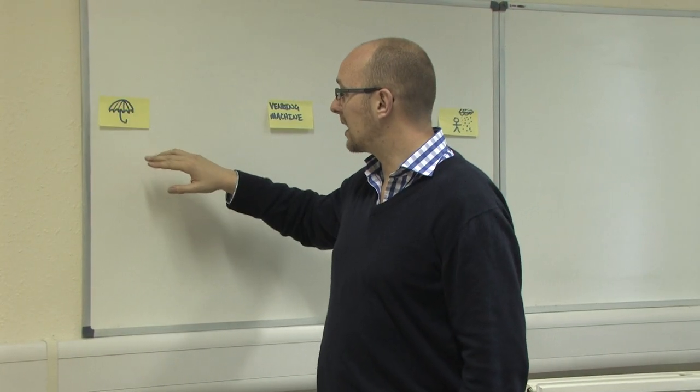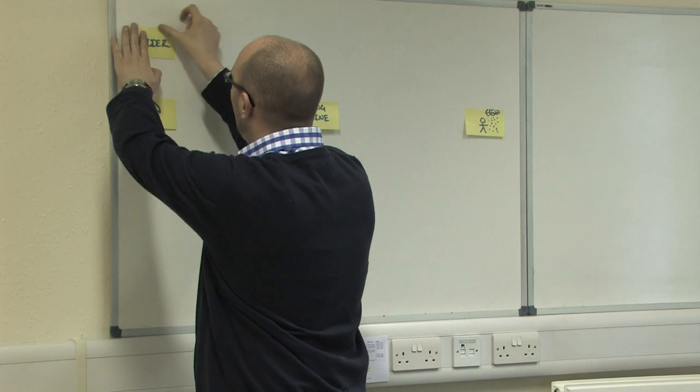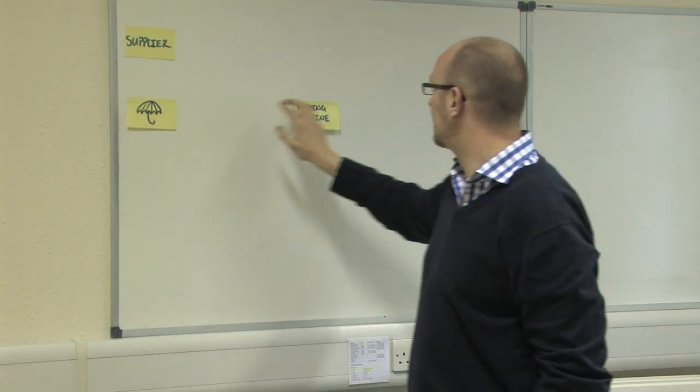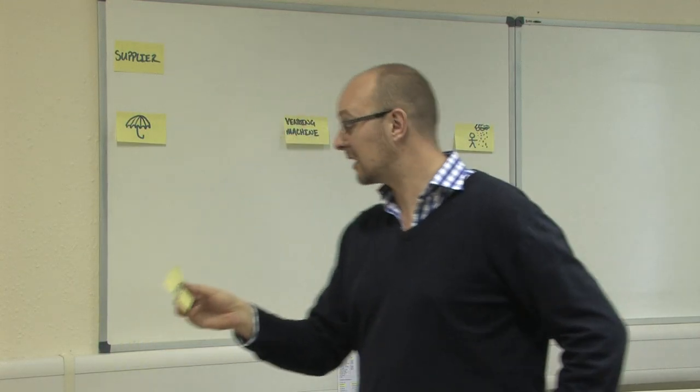Now, first of all, what needs to happen is that we need to source these umbrellas from somewhere. And so we're going to need to find some kind of supplier that's going to get us these umbrellas to put in the vending machine to go to the customer caught out in the rain. And so what we need to look at next is location.